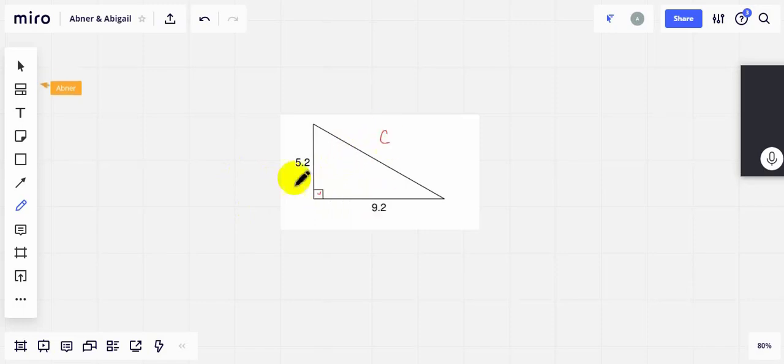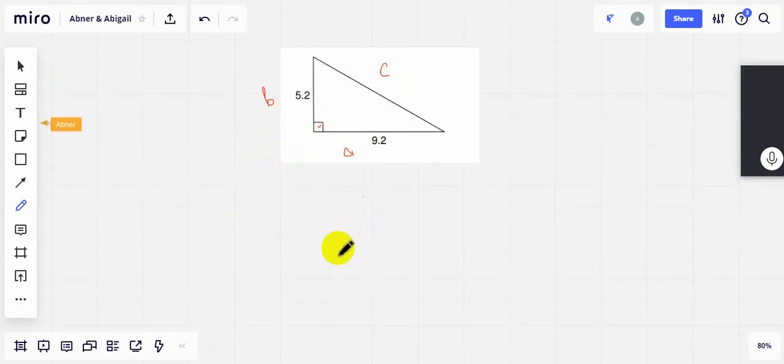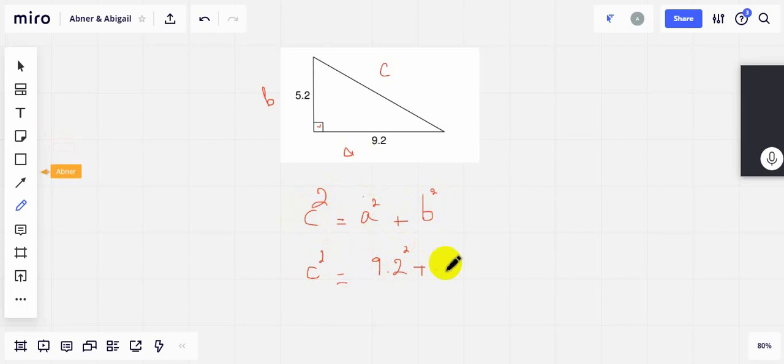This is the hypotenuse, and it doesn't matter which one is A and which is B, you can switch the sides. So now let's get started. As you know already, c squared equals a squared plus b squared. So c squared, we need to find that. A is 9.2, so 9.2 squared plus b squared, which is 5.2 squared.